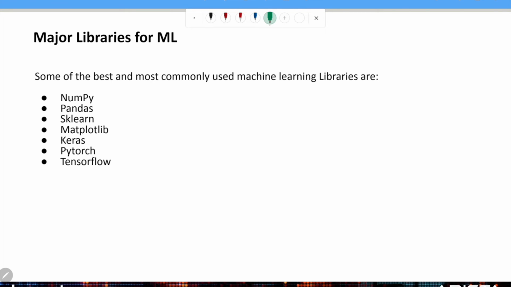These are the libraries which will be mostly used in machine learning. Whatever examples you try, you will be using these kinds of packages in Python. Python is the most preferred language for machine learning because there are a lot of packages available to build ML and a lot of resources.